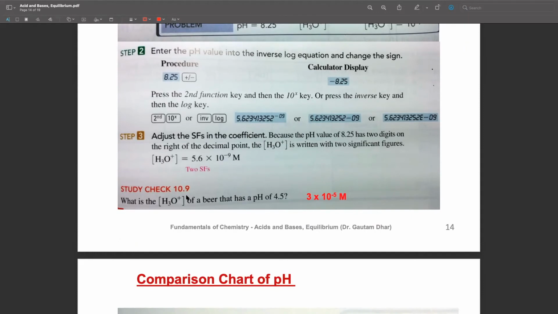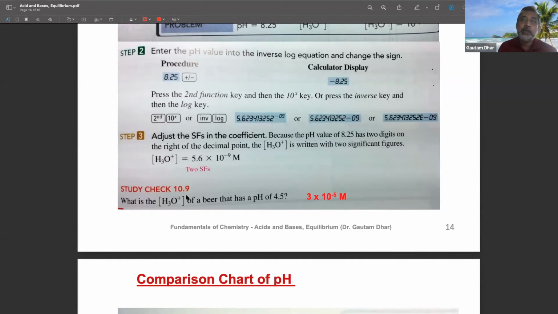So try 10 to the power minus 4.5, okay? I got 3.1622776. But you have to keep to one significant figure because there's one decimal place. So would it be 3.2? No, just 3. So 3 multiplied by 10 to the minus 5.